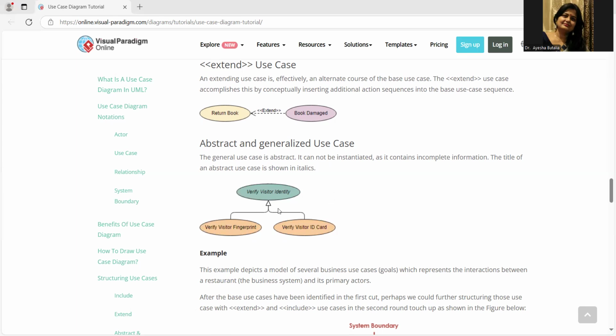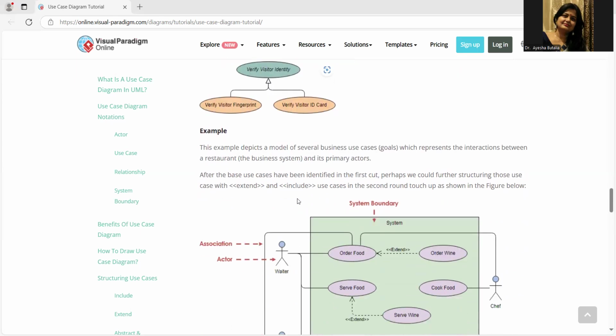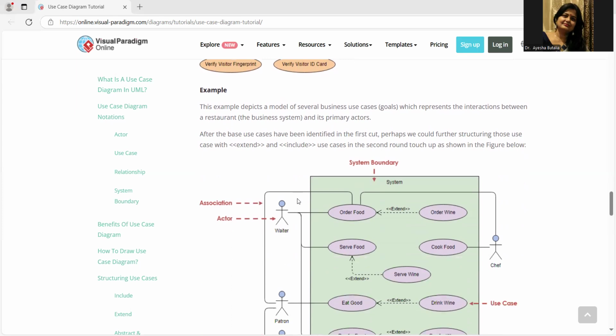So this will be an abstract, right? And these will be the specific modalities which we'll be using to achieve this abstract. It is not necessary that in every case study you will have this, but these facilities are shown to you so that you can use them as per your requirement. So the explanation is there.